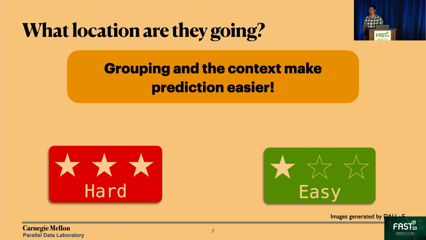Why? Because the second photo has a group, and it has more context information for us to make the prediction. So in other words, grouping and the context make the prediction easier. So notice the two keywords here, grouping and context. Now let's talk about caching.